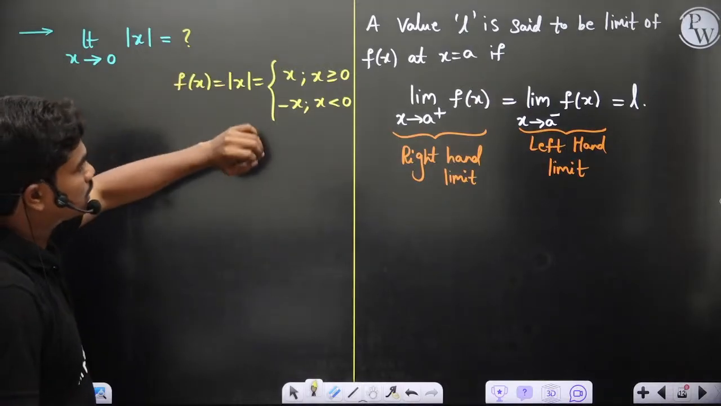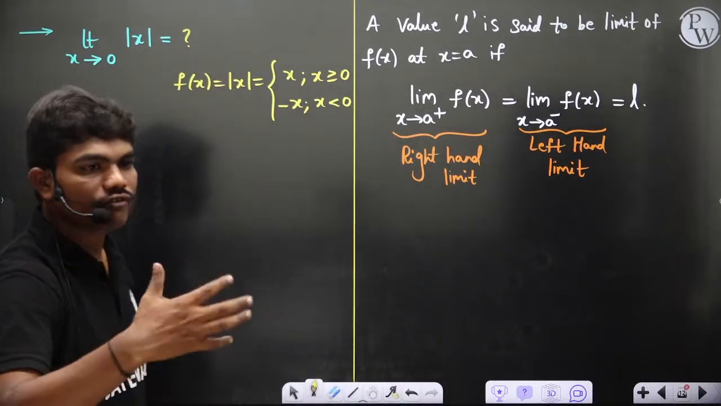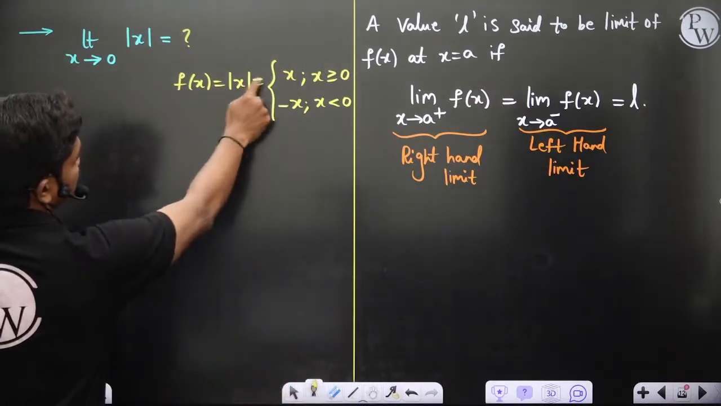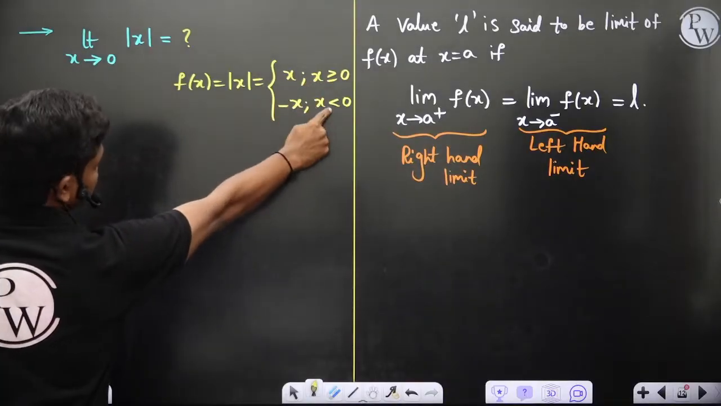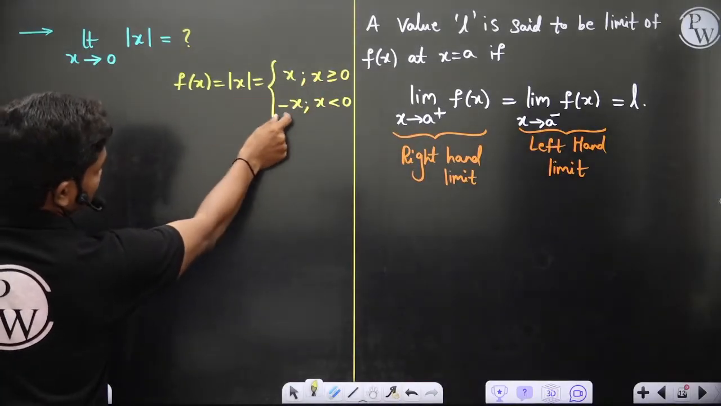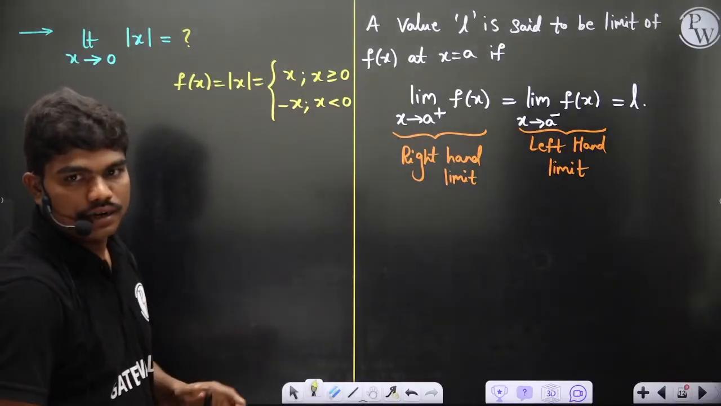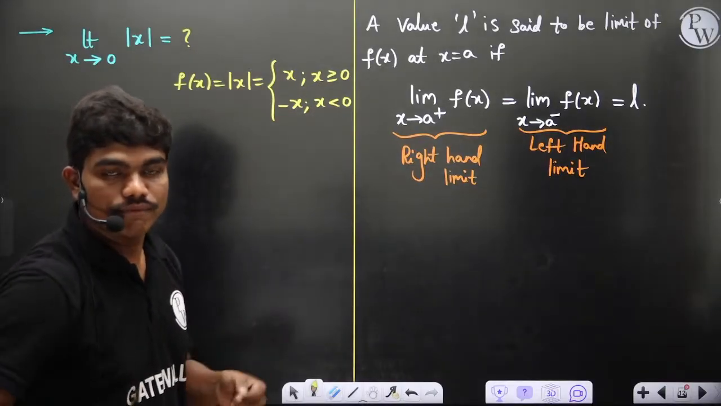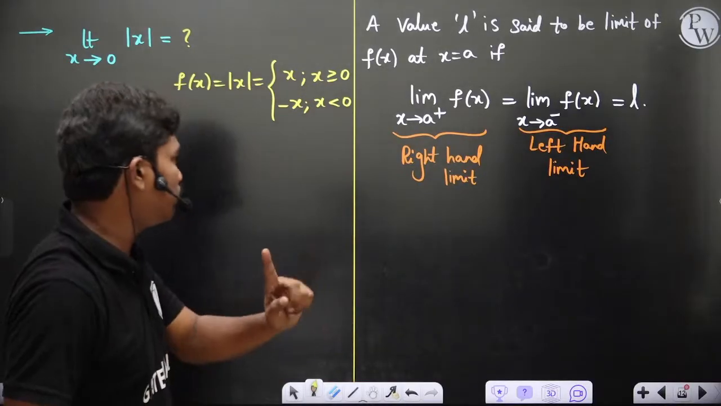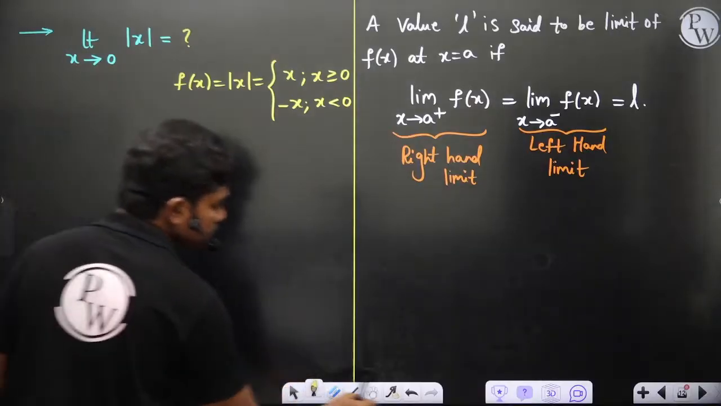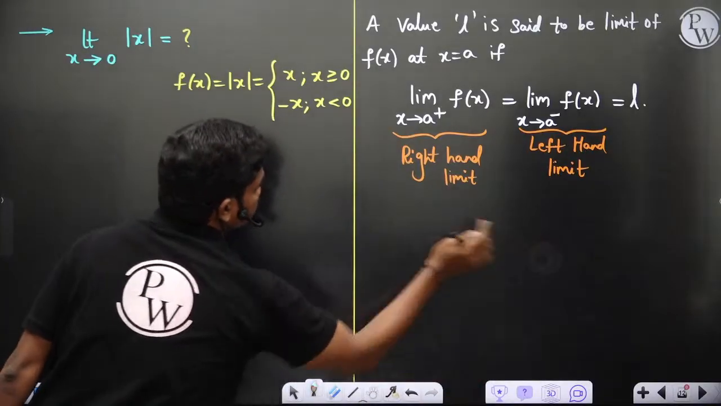Now this is the expression for mod x. If x is positive, say I ask you mod 5, you will directly say it is 5. Whatever is here, that is here if x is positive. If x is negative, if I ask you mod of minus 5, minus of minus 5 gives you plus 5. So that's how we have a function like this. Now what does the limit value tell us? The value to which the function is approaching. Just give me 1 minute, I'll explain with physical examples.